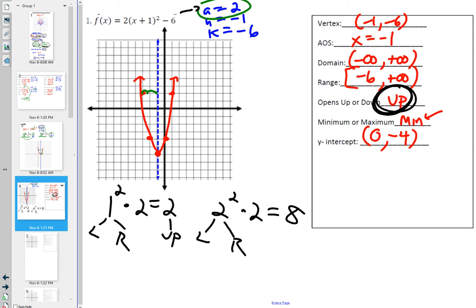This is not new. We did this last week. Really, the only thing new today is that you're being given the vertex for free, which is something that you should be fond of.